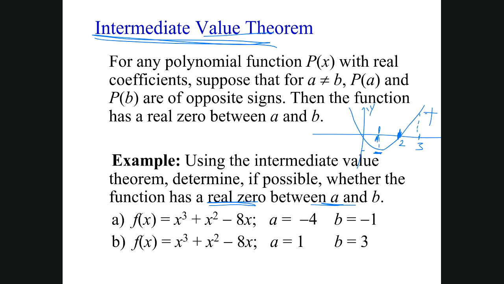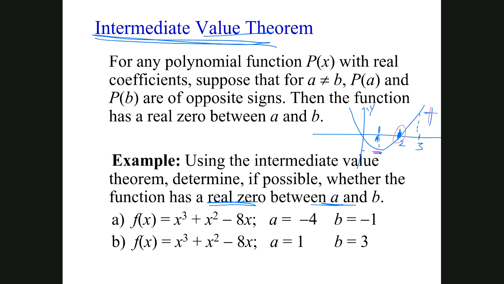How can you change from negative to positive, by the way? Well, you must cross the x-axis. You must pass the x-axis in here. Somewhere, maybe not at 2, maybe in here or in here. But between 1 and 3, you must pass the x-axis in order for y to change from negative to positive. So that is called the intermediate value theorem, okay?